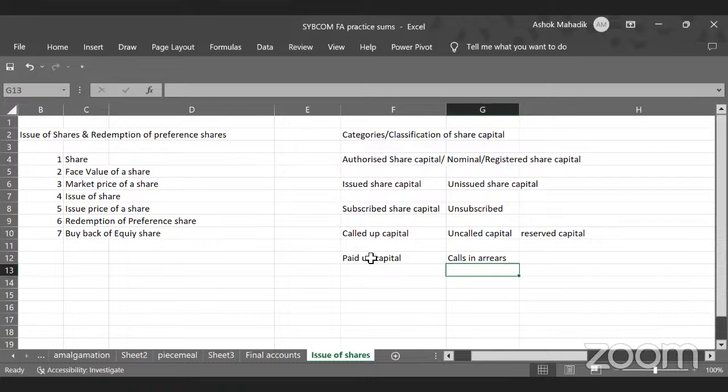Now, once you have subscribed capital, you are liable to pay all the call money which the directors have called upon. So the portion of subscribed capital which is called up by the directors is called called up capital, and which is not called is called uncalled capital. Sometimes a certain amount is kept aside to be used at the time of winding up of the company. It is called reserved capital. Clear? Now, out of called up capital, normally people pay the amount which is called. So that portion which is paid is called paid up capital. The amount which is not paid is called calls in arrears.